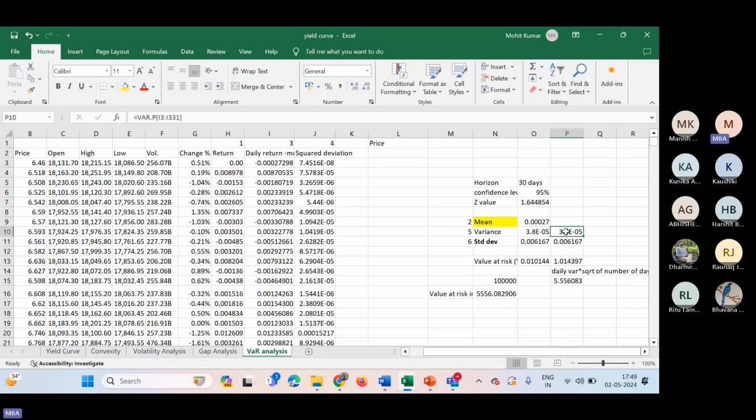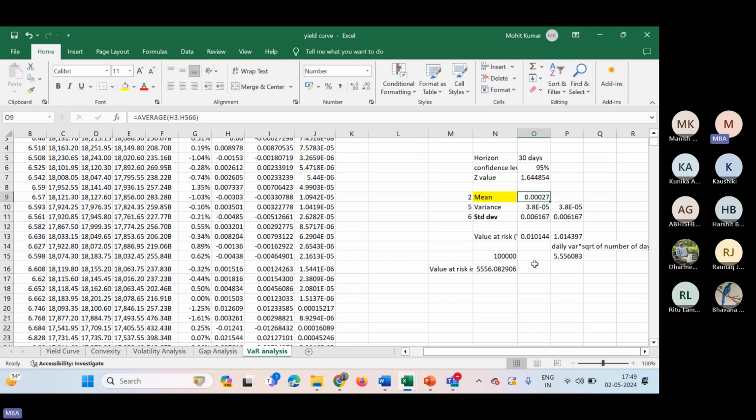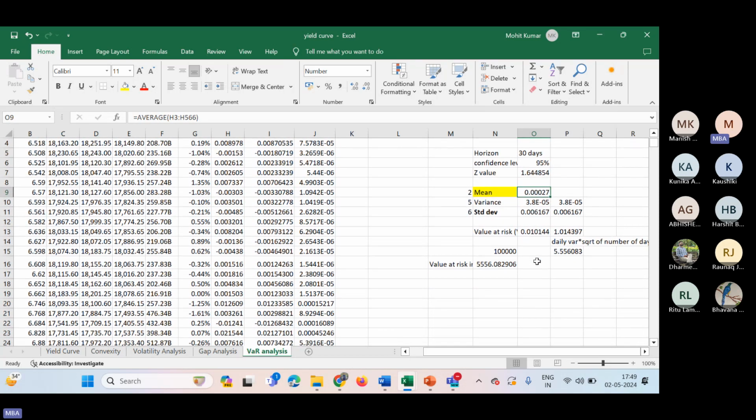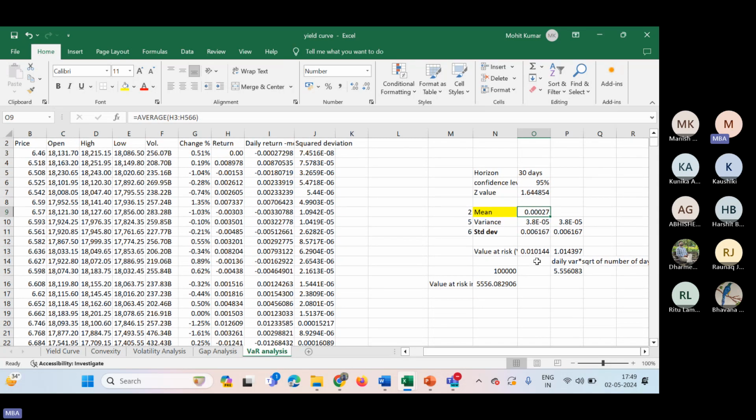Okay. That's how you have calculated. But you have to change the number. Now instead of 331, we have 566. Everything would be the same, and that's how you will calculate your value at risk, or VaR. Do I need to do this or did you guys get it?